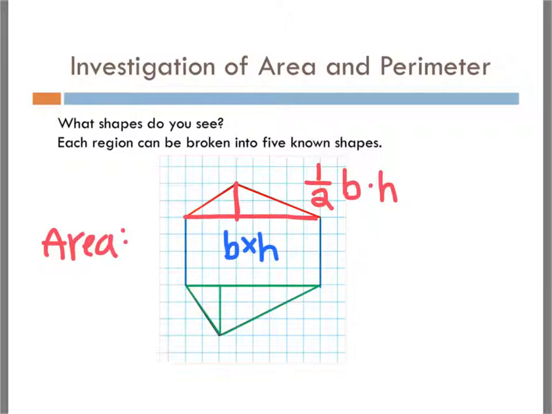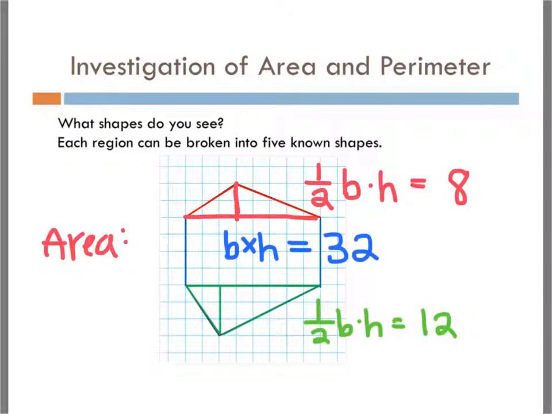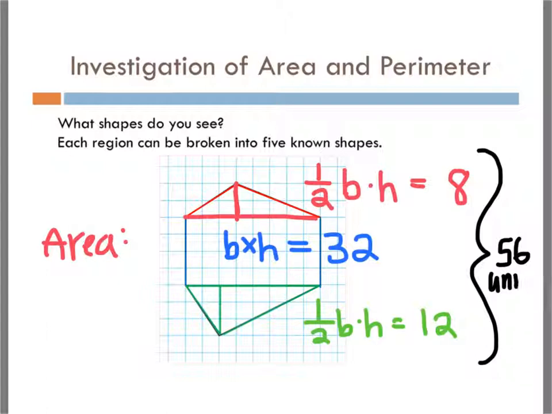Ready, pause. Alright, you should have gotten that the area of the top triangle is 8, the rectangle is 32, and the bottom triangle is 12, and this gives us a grand total of 56 units squared. If you did not get this correct, I'd like you to go back and do it again.